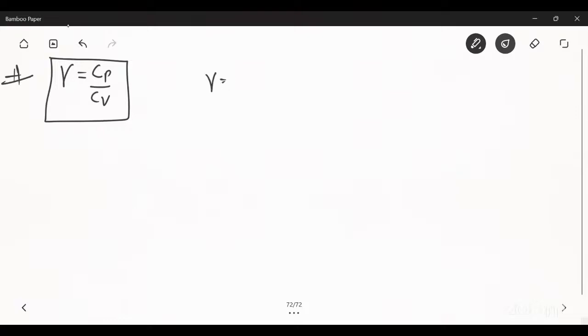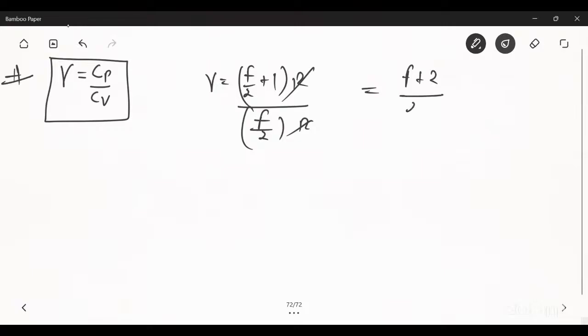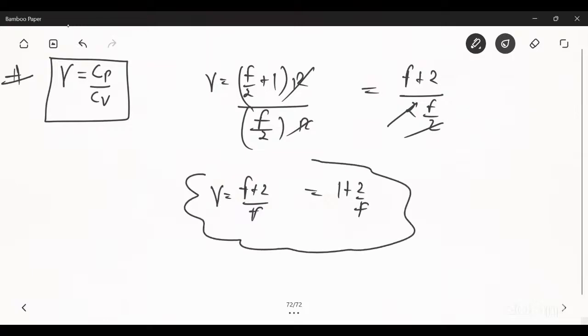The value of Cp is (F by 2 plus 1) times R, and Cv is F by 2 times R. So R is cancelled by R. You will get gamma as (F plus 2) by 2 over F by 2. The 2s cancel, so you will get gamma as (F plus 2) by F, which means gamma is equal to 1 plus 2 by F.